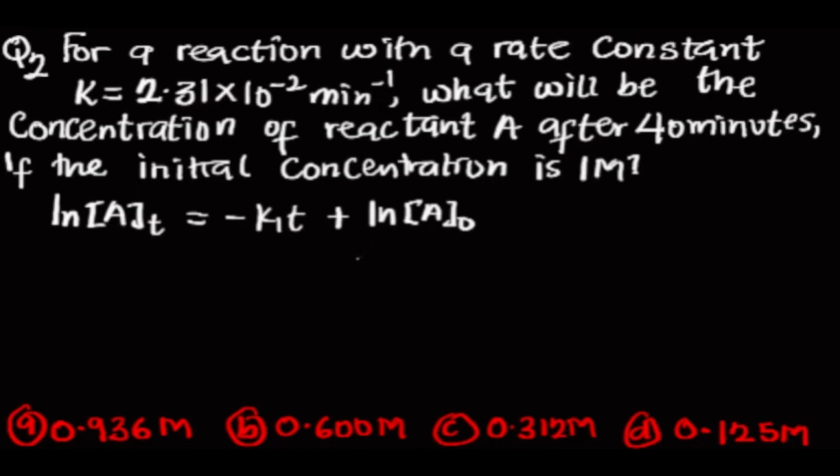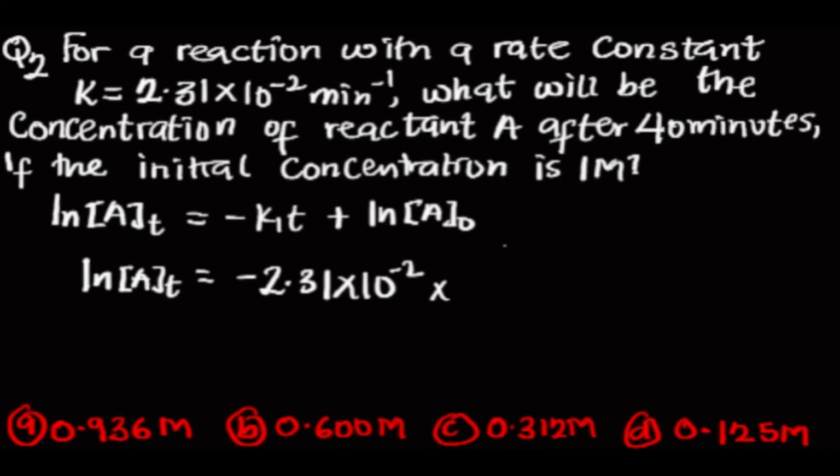Right, so if you go ahead and put in the parameters that were given from the question into this expression, we're going to have the natural logarithm of A final, which is what we are asked to calculate for, right? Because the question says what will be the final concentration of the reactant after 40 minutes, and that's what we are asked to calculate for. So we're going to have the natural logarithm of A of t equal to minus k, which here is 2.31 multiplied by 10 raised to the power minus 2 per minute. This is going to be multiplied by the time, which is 40 minutes.